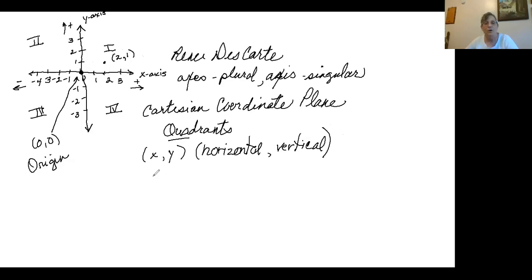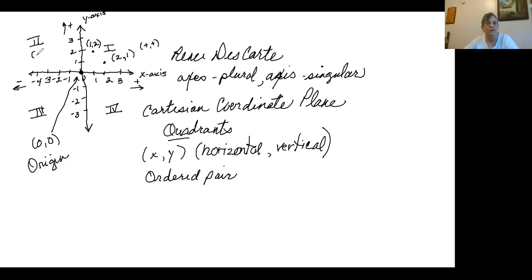Now, this is an ordered pair because it's a pair, obviously, and order matters. The point 1, 2 would be where you started at the origin and you went 1 to the right and then 2 up. So this would be the point 1, 2. Every single point in the first quadrant has a positive horizontal number and a positive vertical number. To end up in the second quadrant, you have to go to the left and then up, and you can't switch those. The left, right is always the first number.